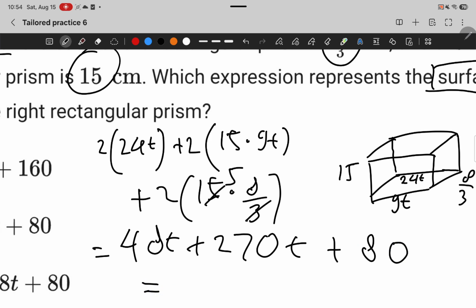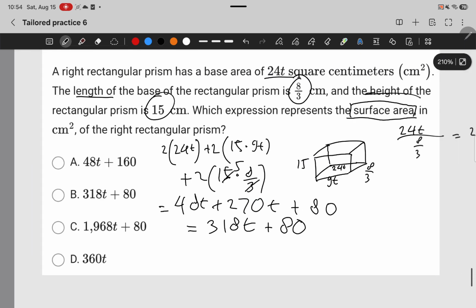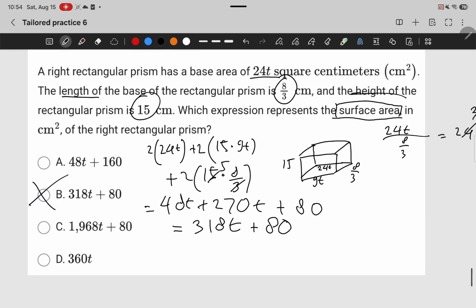So the final answer is, what would it be? 300 and yes, I'm sorry. Is it in the options? Oh yes, this is the answer.